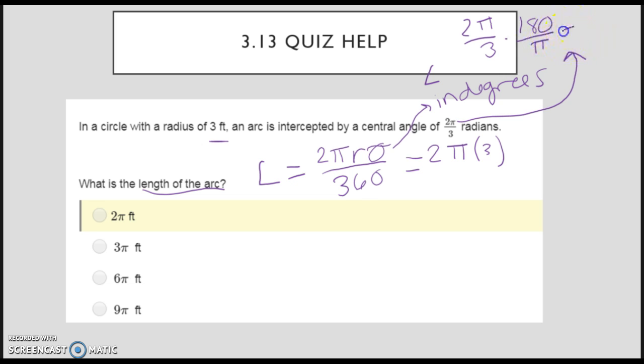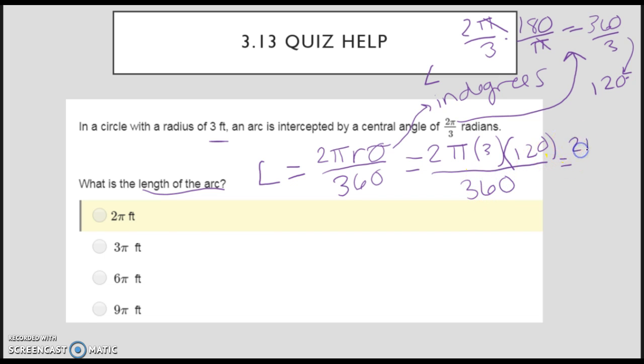That's that conversion factor. So cancel out the pi's, you get 2 times 180, which is 360 over 3. That gives you 120 degrees. So now we have that angle measure in degrees that we can use for our formula. So we plug it in, all of that divided by 360.